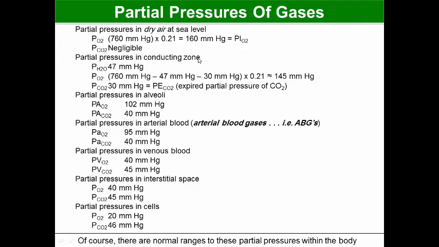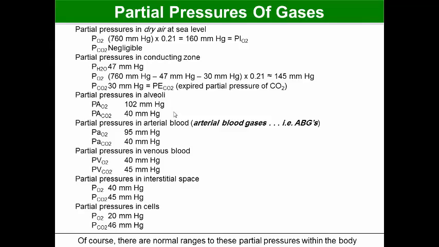So the partial pressure of oxygen now in the conducting zone is not 160 millimeters of mercury, rather it is 145 millimeters of mercury. In the alveolar air, the A means alveolar air. Partial pressure of oxygen is 102 millimeters of mercury approximately, and the partial pressure of carbon dioxide in alveolar air is 40 millimeters of mercury, because now carbon dioxide has diffused from the blood in the pulmonary capillaries into the alveolar air.